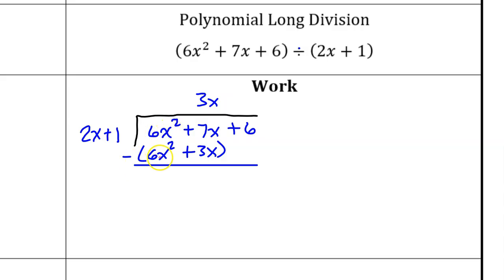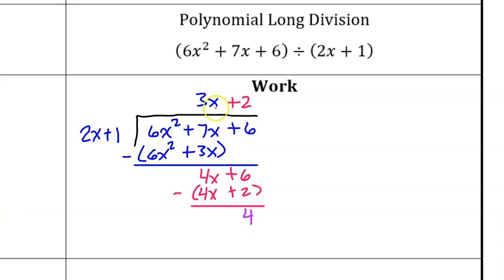6x squared minus 6x squared is 0, so that's gone. But then 7x minus 3x is 4x. And we still have the 6, so that comes down. Then we sort of start over. How many times does 2x go into 4x? Well, that is twice. Then you turn around and distribute. 2 times 2x is 4x, and 2 times 1 is 2. Once again, you subtract. The 4x cancels out, and we are left with 6 minus 2, which is 4.